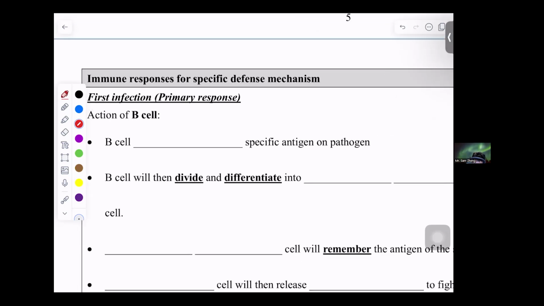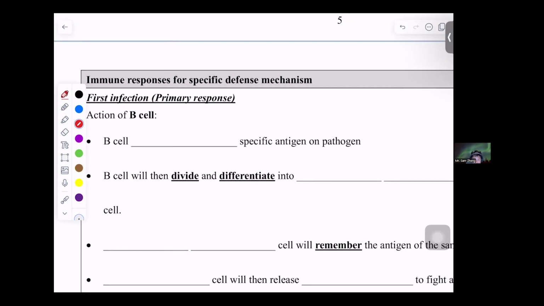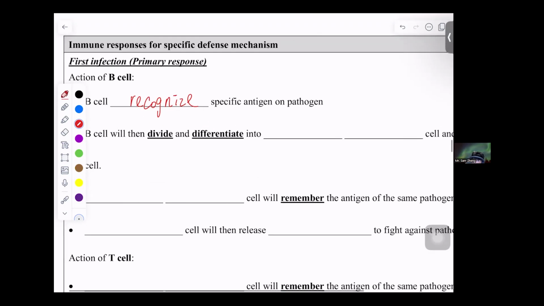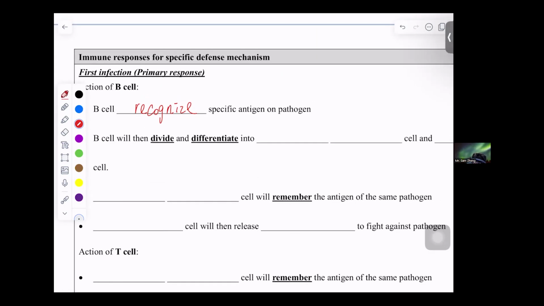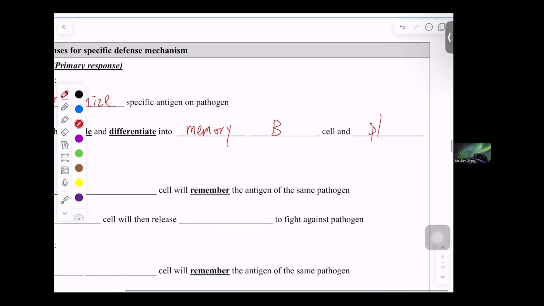So now, if you still haven't marked it down, please help me to mark it down. The B cells will recognize the specific antigens on the pathogens. So B cells will then divide and differentiate into memory B cells and also plasma cells.